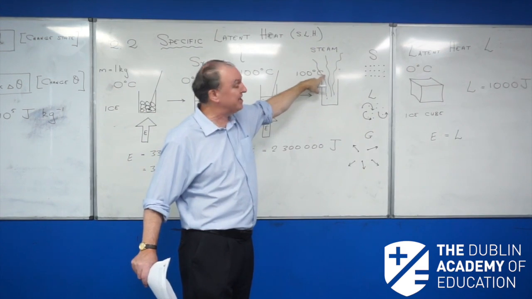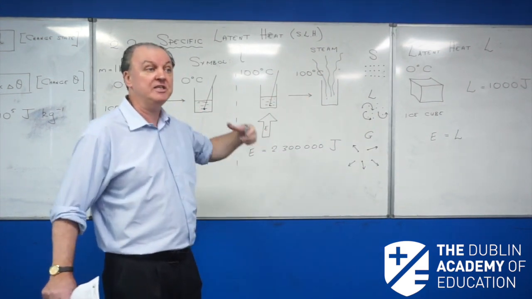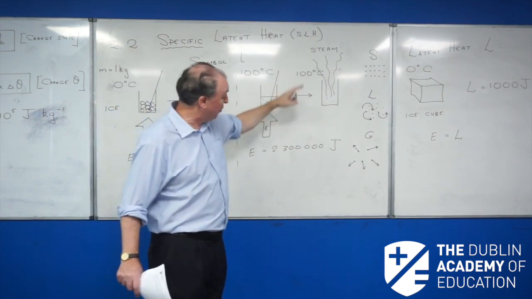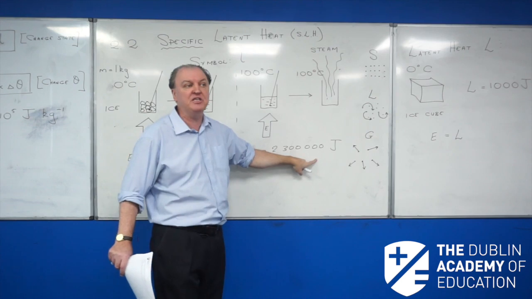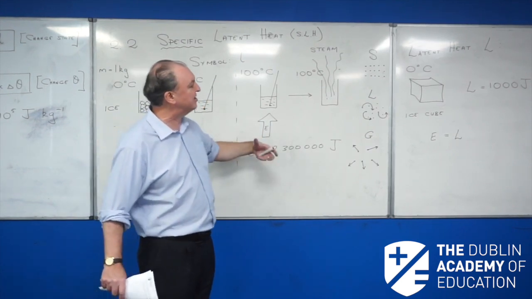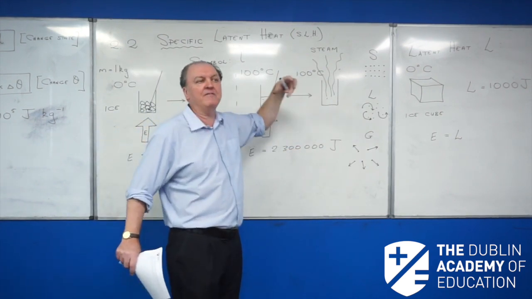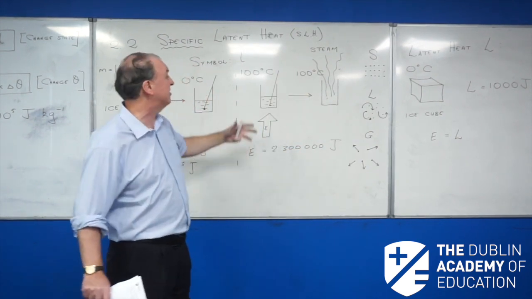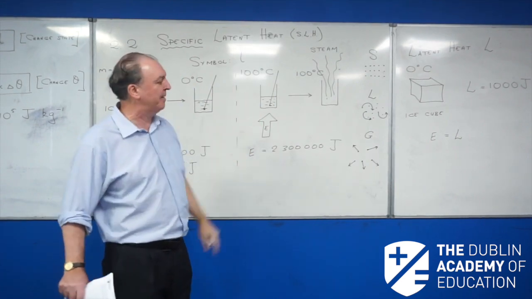Because all of that steam there is condensing into your flesh, into your tissue. And we're talking about 2,300,000 joules of heat energy being transferred into your body, which causes a serious amount of damage. So getting a steam burn can have far more serious consequences than getting a water burn, even though the temperatures are the same.